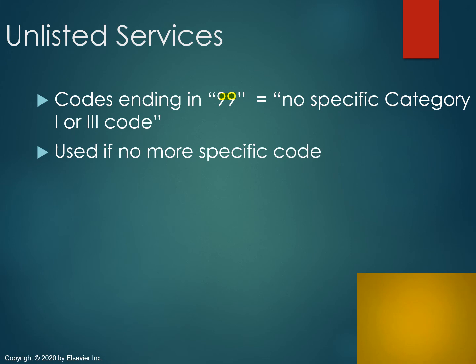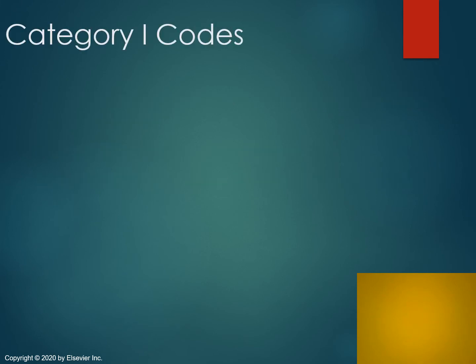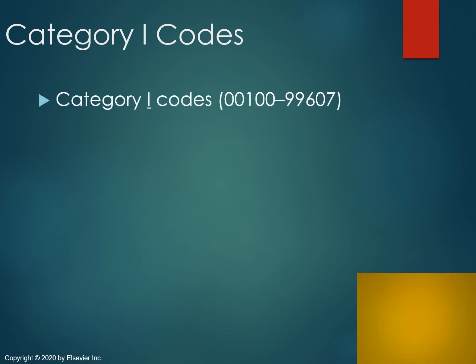It's used if no more specific code is available. A special report has accompanied the submission of your claim form. So Category 1 codes begin, all of them, 00, those are anesthesia codes, all the way to 99607.